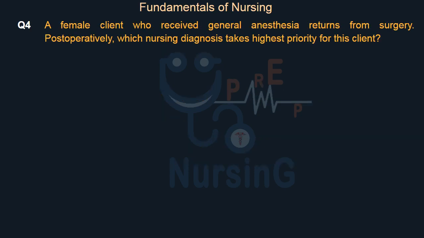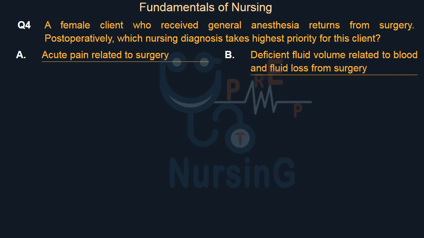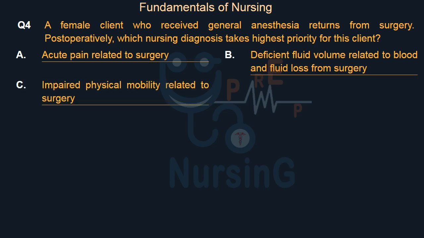A female client who received general anesthesia returns from surgery. Postoperatively, which nursing diagnosis takes highest priority for this client? Option A. Acute pain related to surgery. Option B. Deficient fluid volume related to blood and fluid loss from surgery. Option C. Impaired physical mobility related to surgery. Option D. Risk for aspiration related to anesthesia.